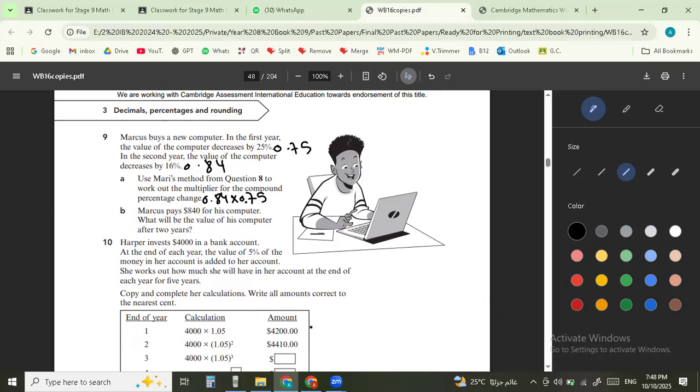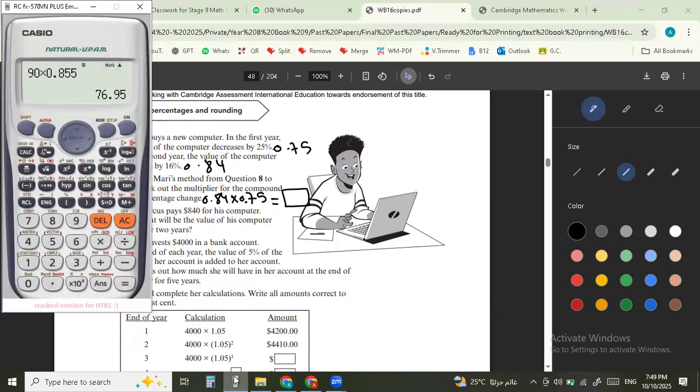Mister, can I do 0.75 first? The order of multiplication doesn't actually change anything. It doesn't matter. No matter what the order is, the answer is going to be the same. Do the multiplication, find out the answer of this. Marcus pays $840 for this computer. Let's find the answer of question A together because we're going to need it in B. So it is 0.84 multiplied by 0.75, which is going to lead to 0.63.